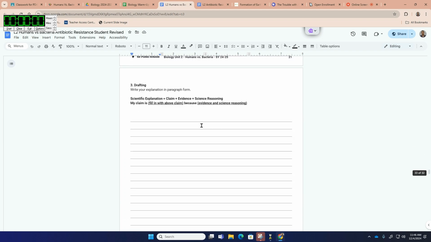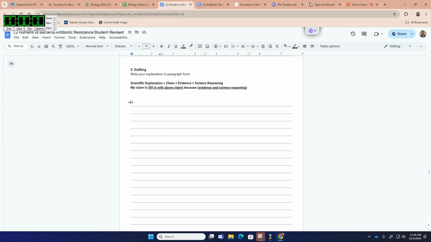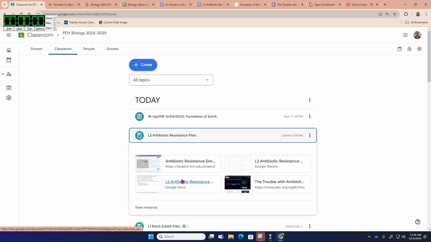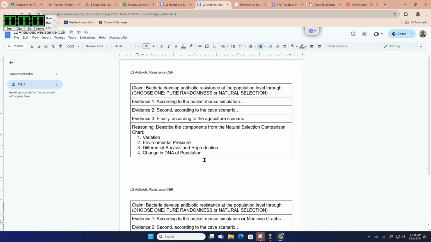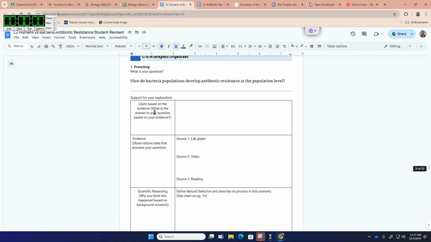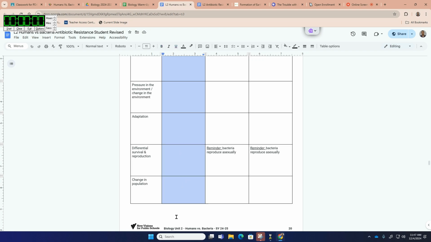If you think you want more support, you can draft a final response. For this, on Google Classroom, there is an antibiotic resistance graphic organizer, and it gives you 5 sentences. So you have a claim. You're going to write this sentence, and then you're going to choose either randomness or natural selection. But be careful because one of those is wrong and one of those is right. I would definitely just think of key vocabulary here. And then you're going to say what happened in our pocket mouse simulation? So you would go back to the organizer we just did and summarize this column.